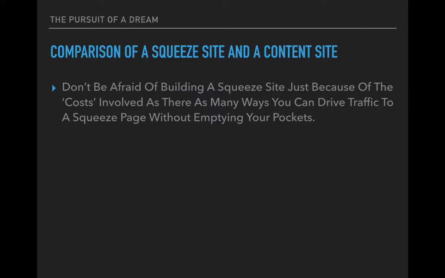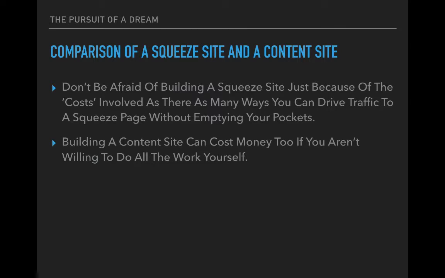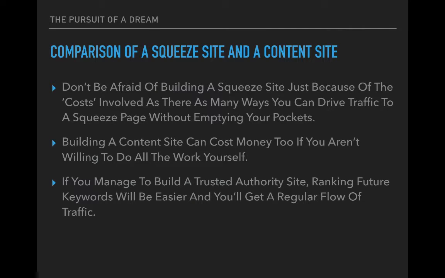The first thing I want to note is don't be afraid of building a squeeze site just because of the costs involved, as there are many ways you can drive traffic to a squeeze page without emptying your pockets. Secondly, building a content site can cost you money too if you aren't willing to do all the work yourself. If you manage to build a trusted authority site, ranking future keywords will be easier and you'll get a regular flow of traffic. So there's pros and cons to both methods, which makes it kind of difficult to choose one.